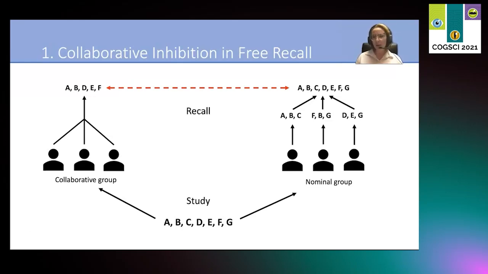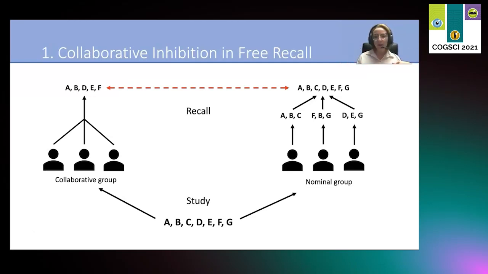And then you'll have a nominal group, which is really only a group in name because the members of the group are not in the same room, they don't interact with each other while they're recalling. And so the final nominal group response is the combined non-overlapping total of the individual group recall.